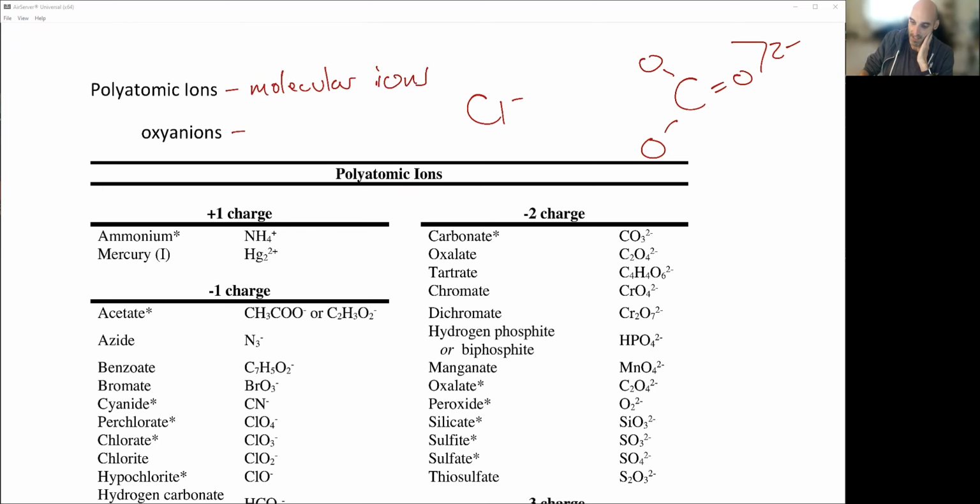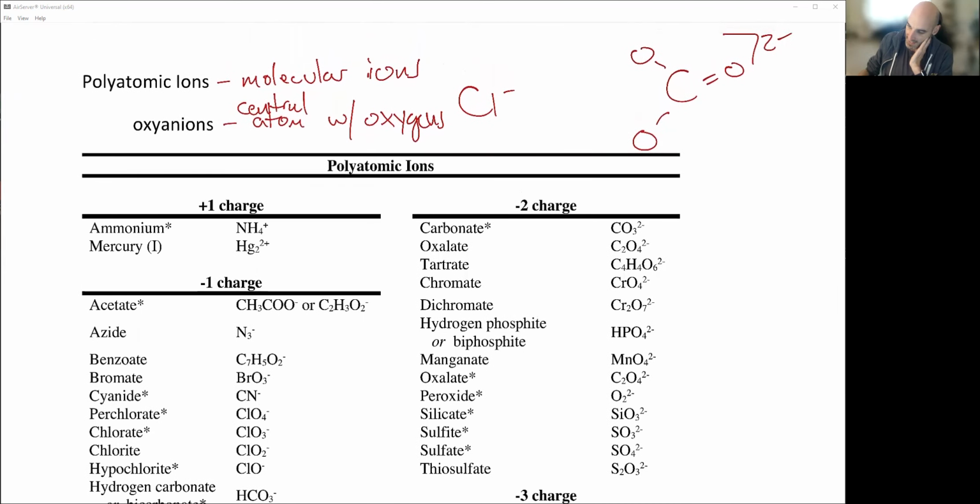And then oxyanions are simply, typically nonmetals, but not always. So I'll say an atom, a central atom, with oxygens that are bound. Like all of these are pretty much oxyanions, right? Carbon bound with oxygen, chromium bound with oxygen, phosphorus bound with oxygen, chlorine bound with oxygen. So oxygen does a really good job of creating these oxyanions, which are just polyatomics.